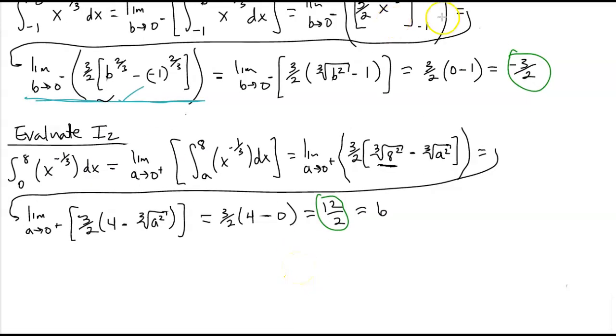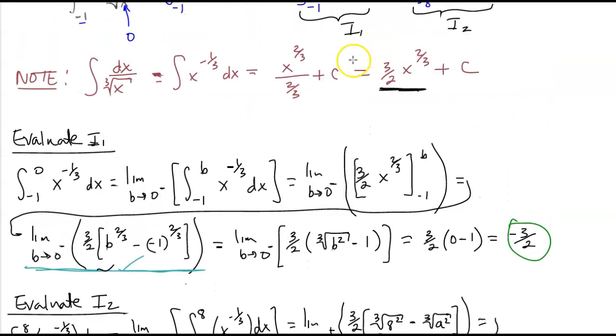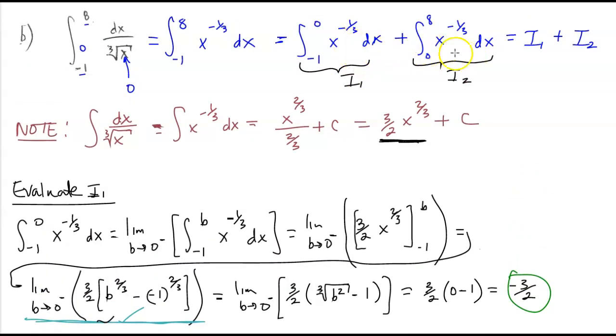And so now we see that, of course, all we need to do is just add these two up to be able to find out what our value for the improper integral is. And we see that if I add 12 over 2 to a minus 3 over 2, I'm going to get a positive 9 over 2. Okay?